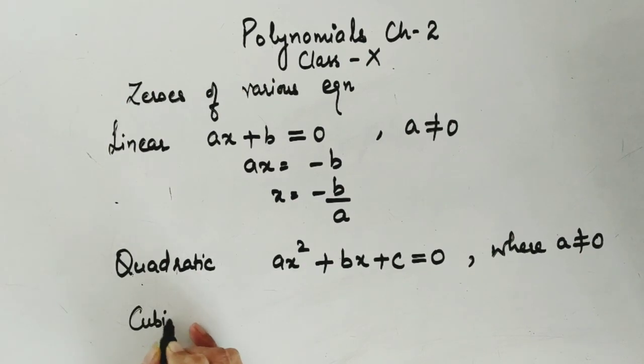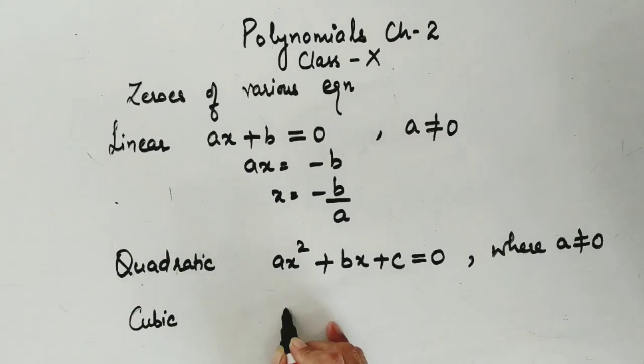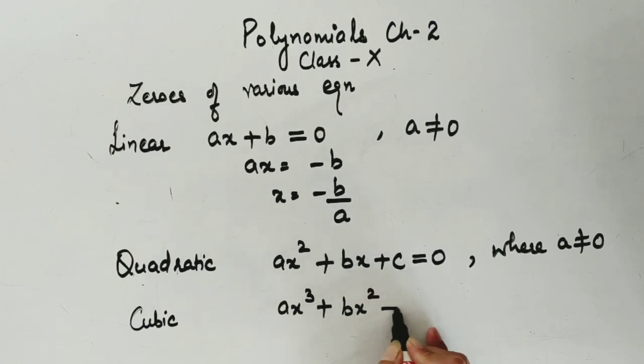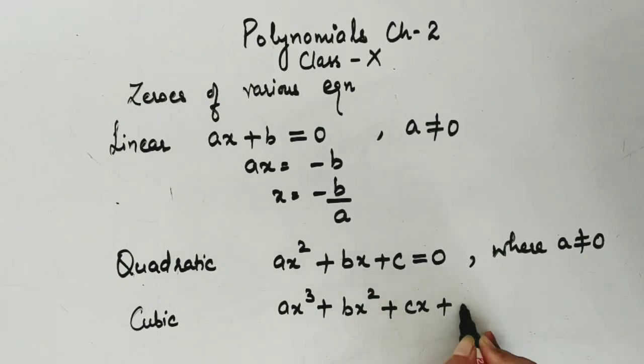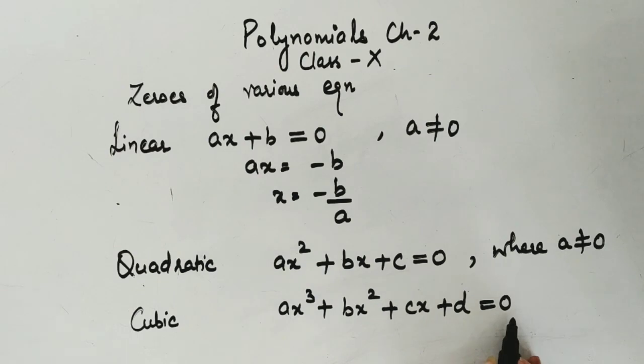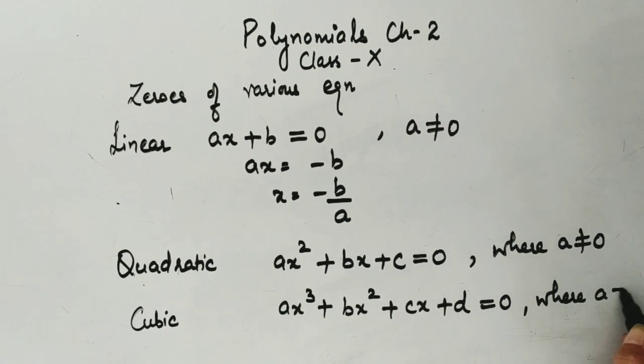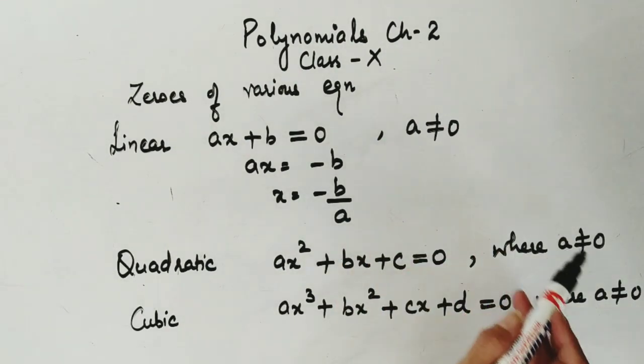And the next one, let me just recap the basic polynomials. ax cube plus bx square plus cx plus d. This is a cubic polynomial. If it is equated to 0, it becomes a cubic equation, right? So the condition for this is that a should not be 0. Everywhere you see a should not be 0.